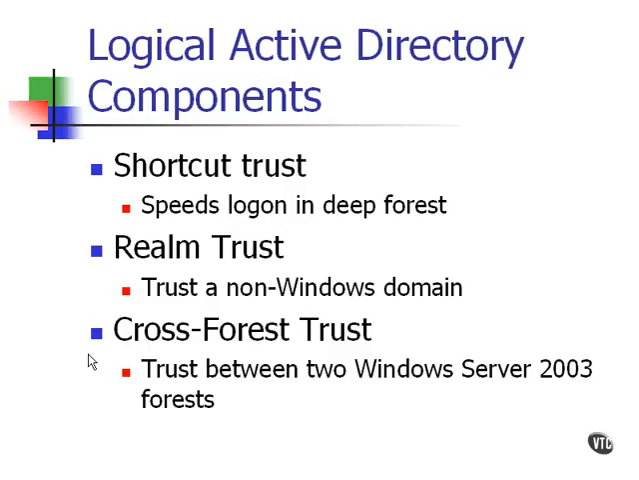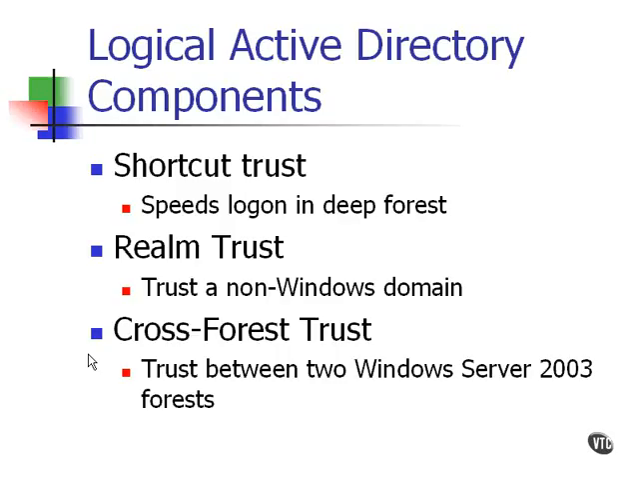Three other types of trust relationships I'd like to discuss here as we close out this chapter about the logical Active Directory components are shortcut trusts, realm trusts, and cross-forest trusts. A shortcut trust is used to join domains, or to make a shortcut link, an administrative link, between domains that exist within the same Active Directory forest.